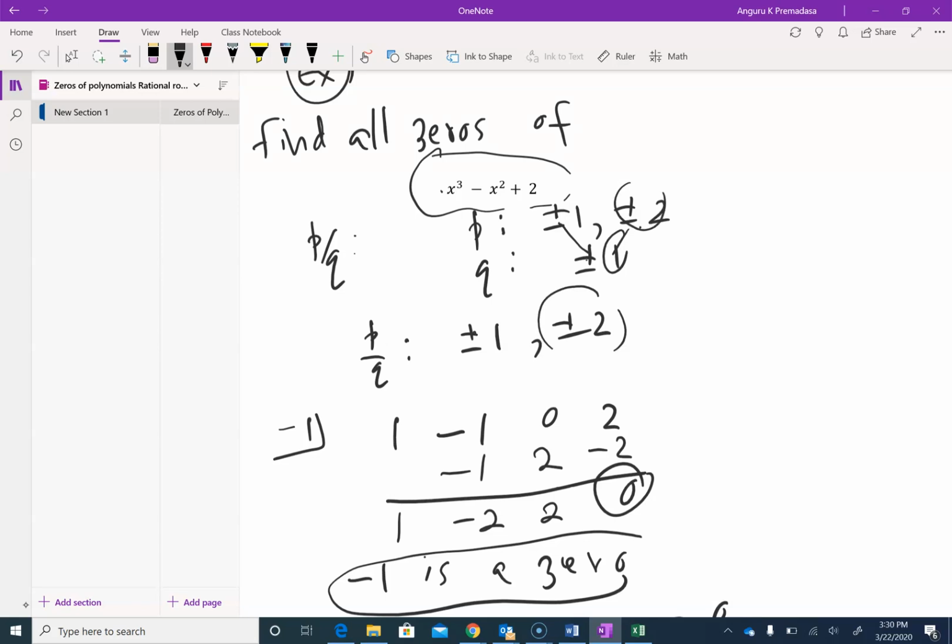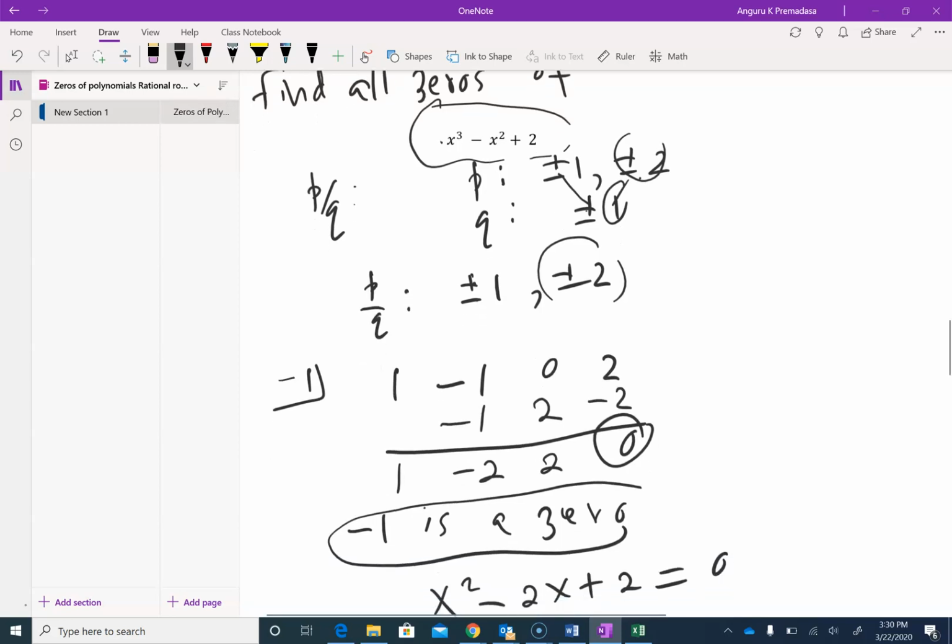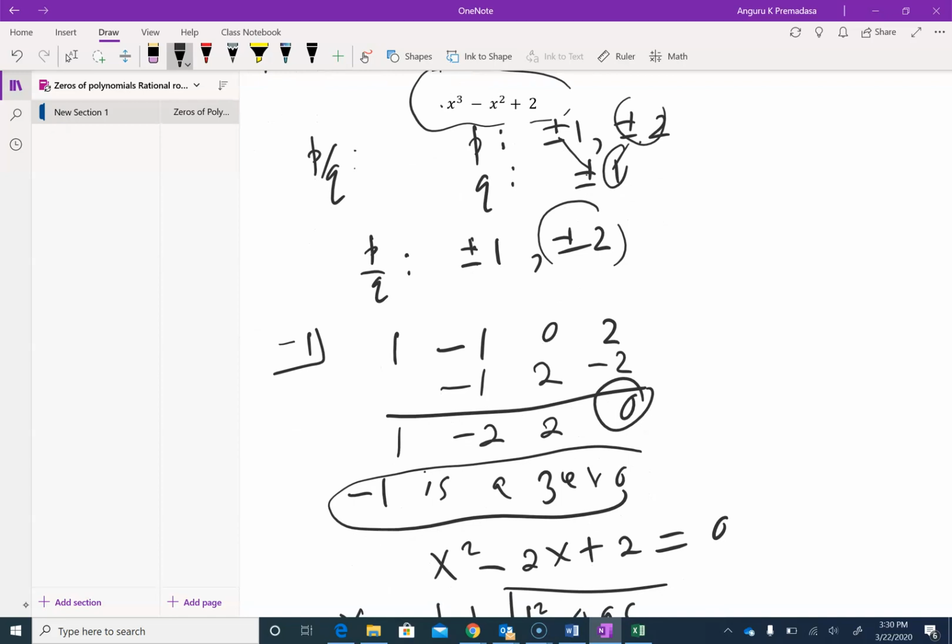Okay. So how many are there? 1, 2, 3, 4. 4 possibilities. So let's try the easiest one first. We'll start with 1 or negative 1. We actually can show that when we do negative 1, we get 0.